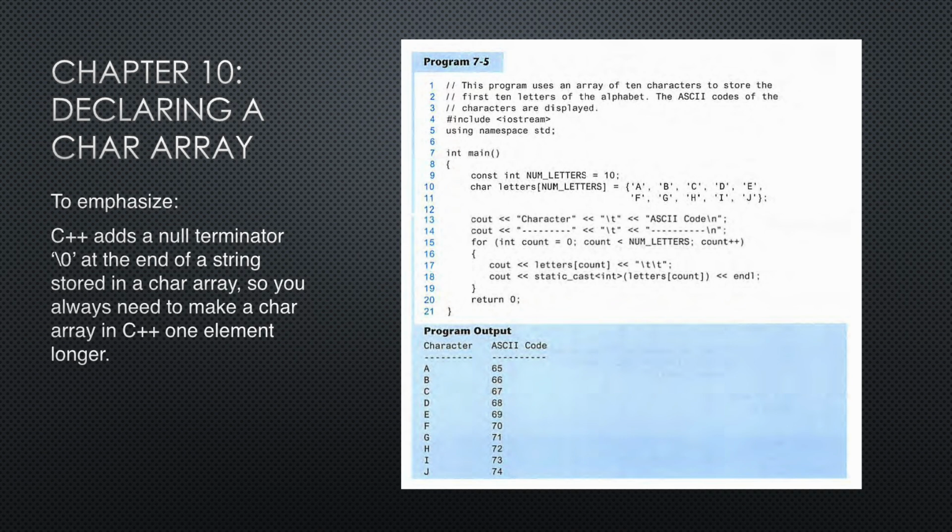Just to emphasize, C++ adds a null terminator, or \0, at the end of a string that's stored in a character array. So you always need to make a character array in C++ one element longer than what you're storing. So in this program on the screen, notice how they cout a character array. They've set the declarator for numLetters to 10, but counting starts at 0, which means we actually have 11 spots of memory reserved. This is for the 10 characters and the null terminator.